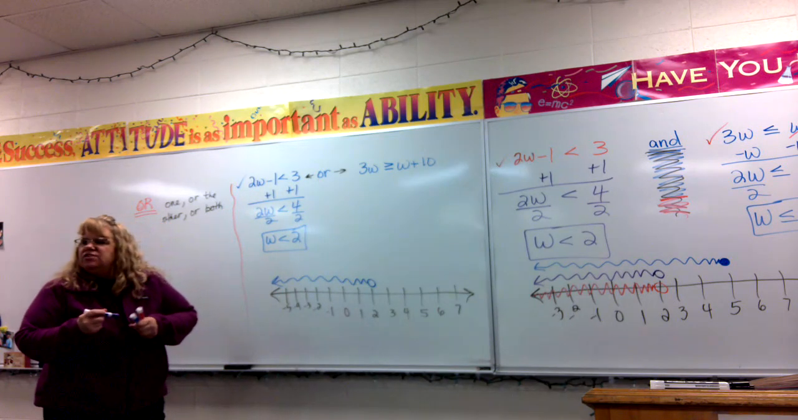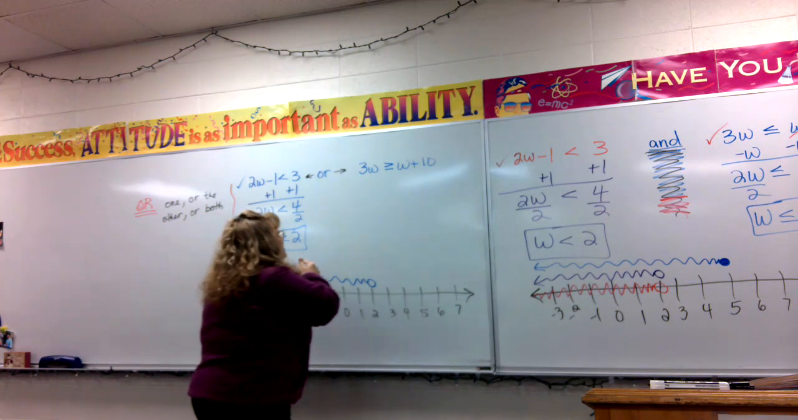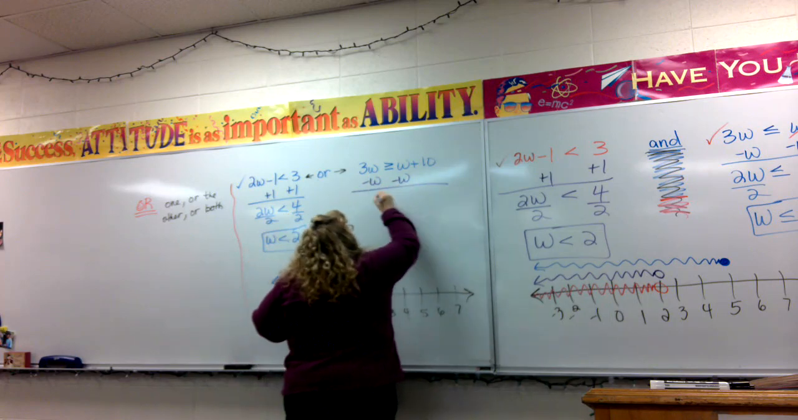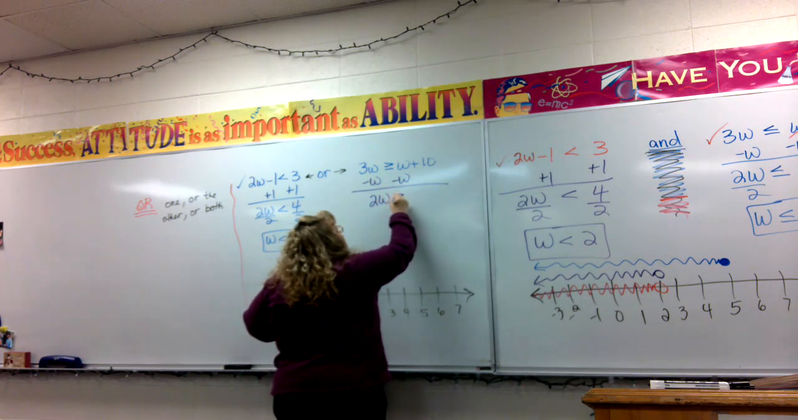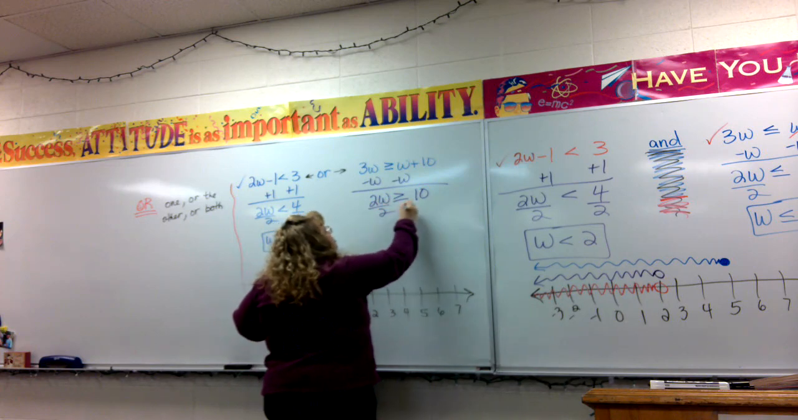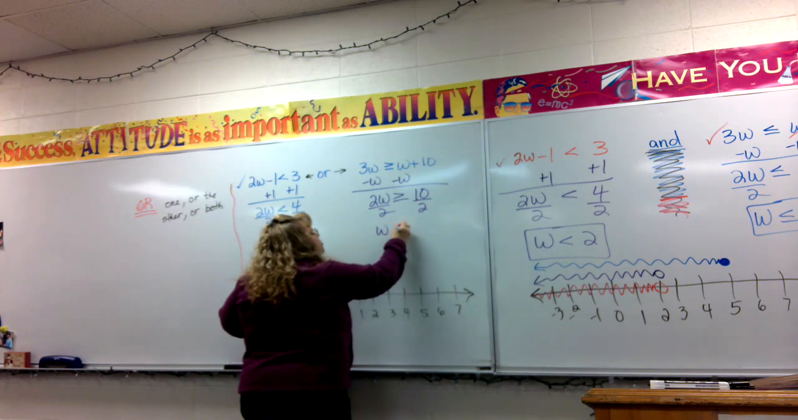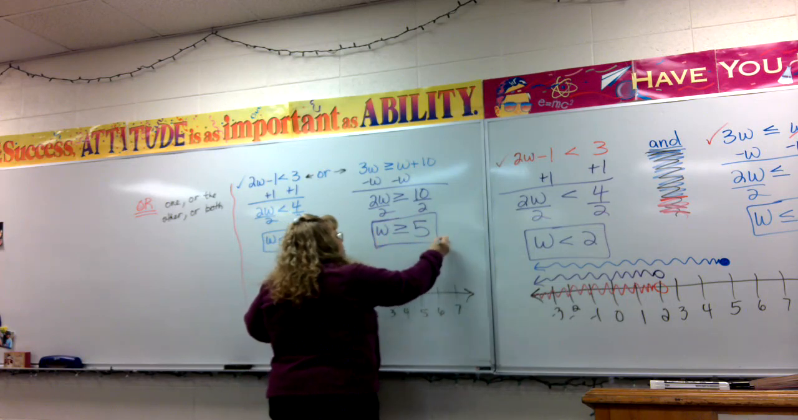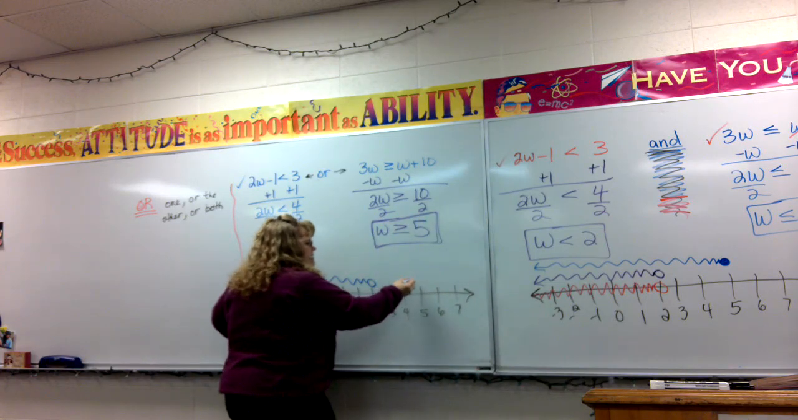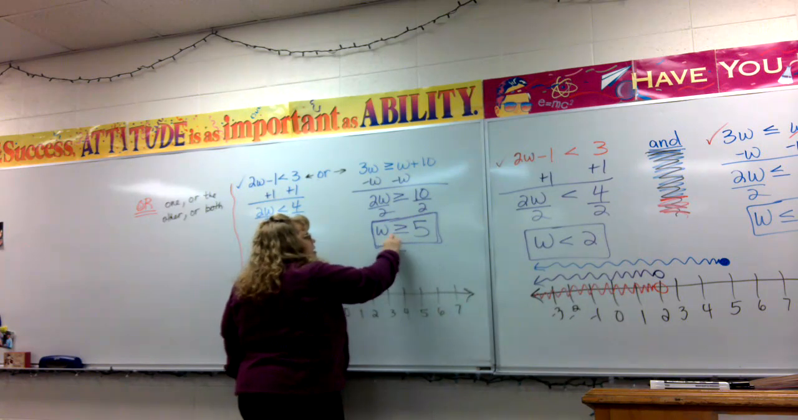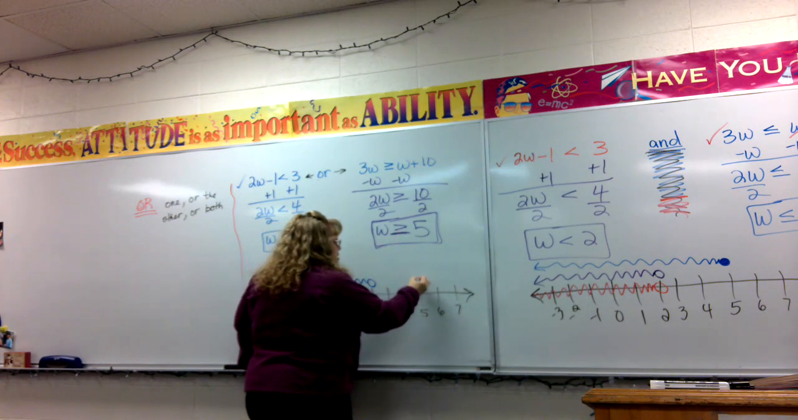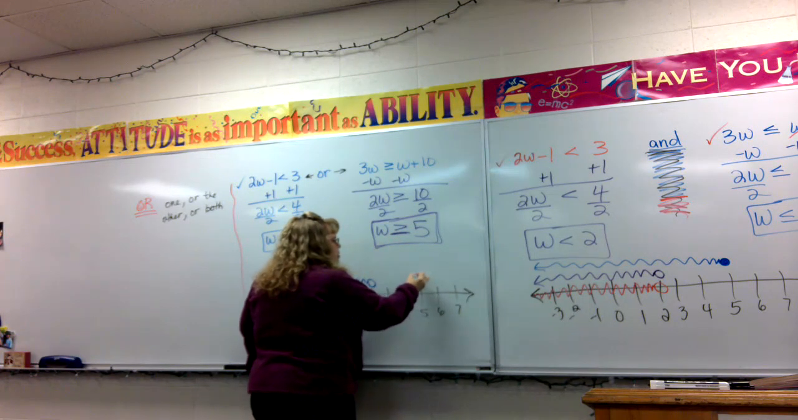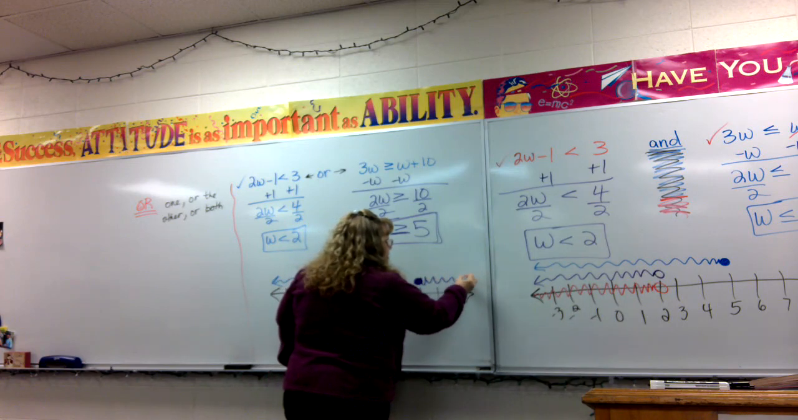The other equation, let's solve it. Minus w. And I have 2w divided by 2. w greater than or equal to 5. Where is 5? Colored in or no? Colored in because it's got the equals. So colored in. Which way are they greater than? To the right. To the right, to the right.